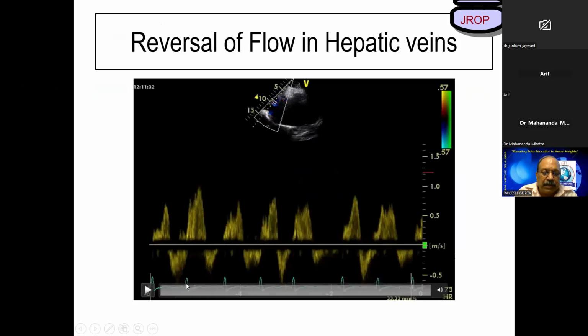Look at the QRS complex from here to the end of the T wave. The blood is flowing from IVC to hepatic veins. In diastole, there's still a blood flow from hepatic veins to IVC. So this is diastole. This is diastole.